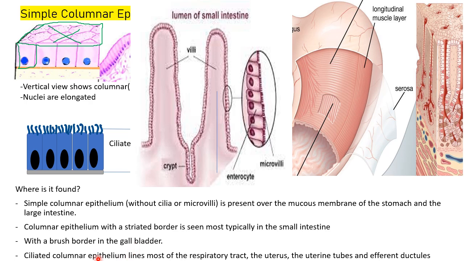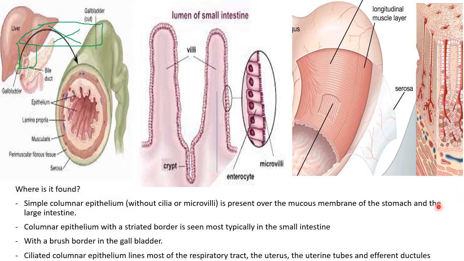All right. Then ciliated columnar epithelium, the one with cilia, lines most of the respiratory tract, the uterus, the uterine tubes and efferent ducts. I've already explained the function in the respiratory tract and in the uterine tubes. As you can see in the gallbladder, as we've already mentioned, it contains a brush border.